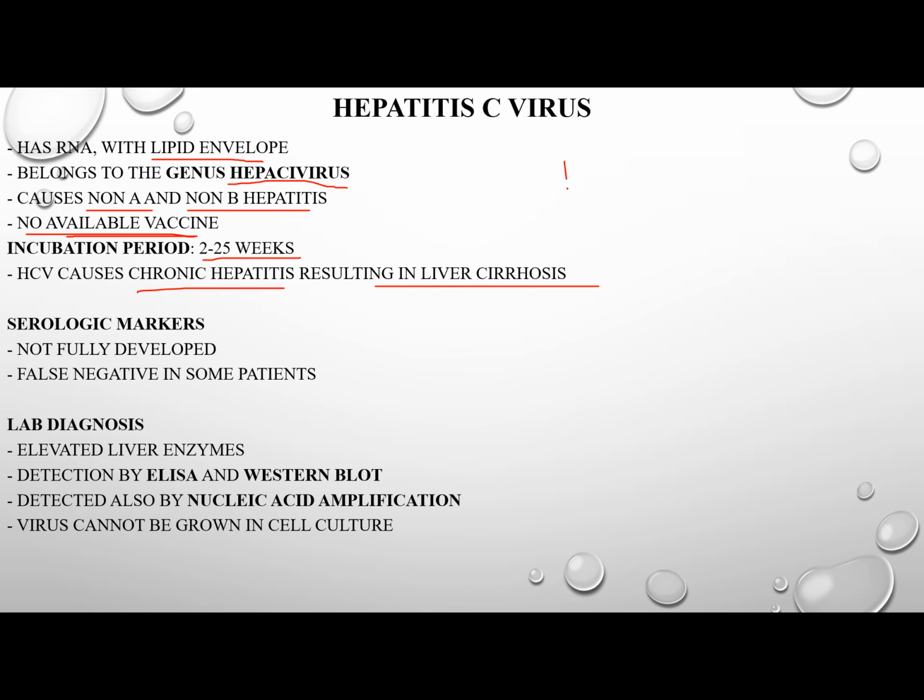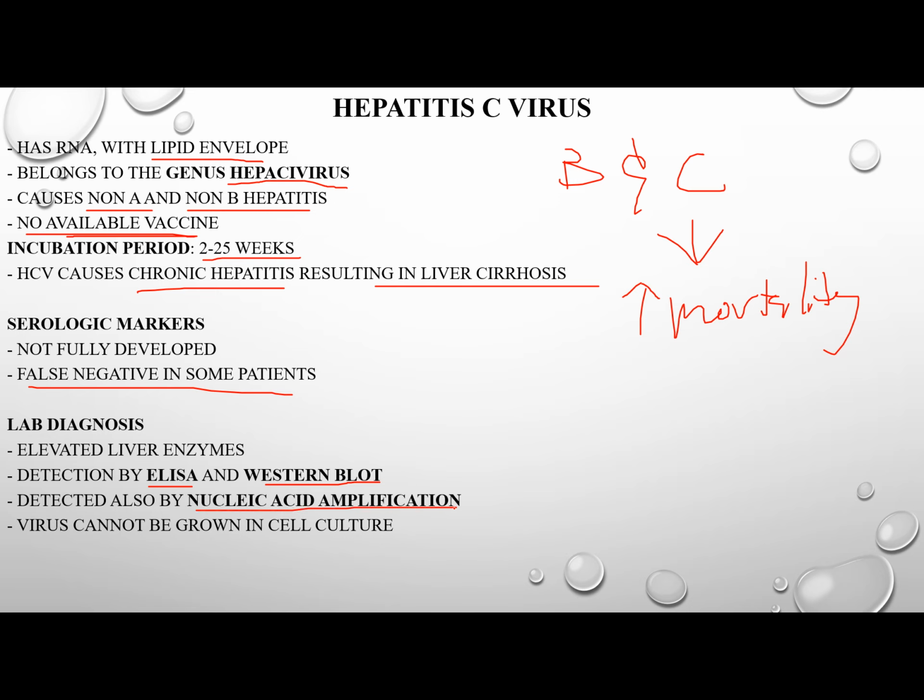So between hepatitis B, class, and C, si C nyo, class, has a higher mortality. Mas deadly siya. Serological markers are not fully developed, false negative in some patients. Lab diagnosis is elevated liver enzymes, detection by ELISA and Western blot, detected also by nucleic acid amplification. Virus cannot be grown in cell culture.